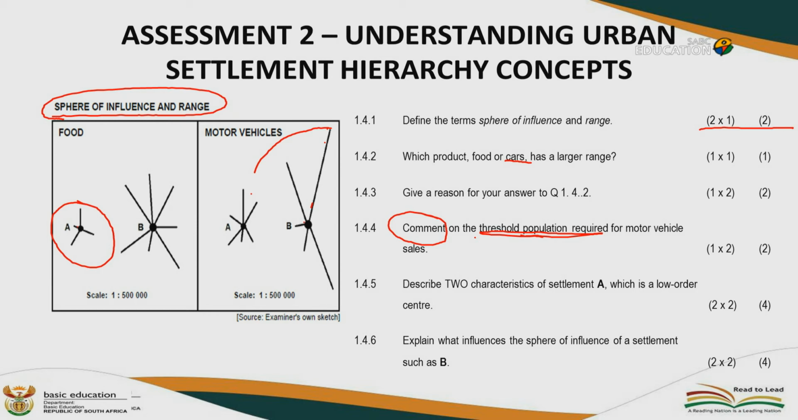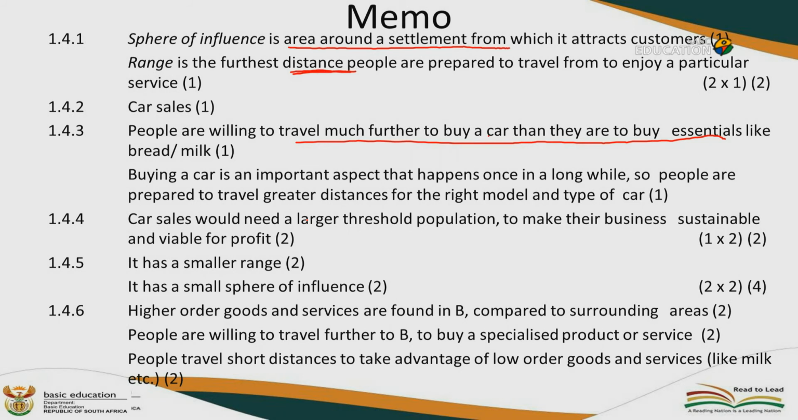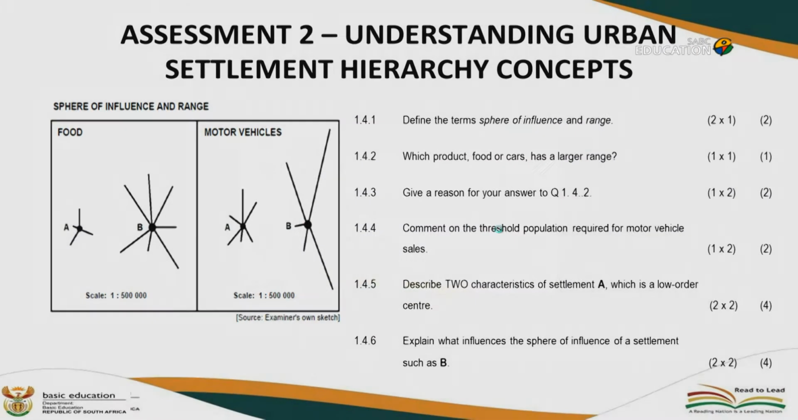On what? Require motor vehicle sales. Threshold population. Cars need more people to do what? To support it. So when you are answering it, you need to check. Okay, cars will need what? Large population to make their business sustainable, and they get what? Profits. So remember I said you are commenting, more especially on what? On the threshold population. Let us go to the next question.